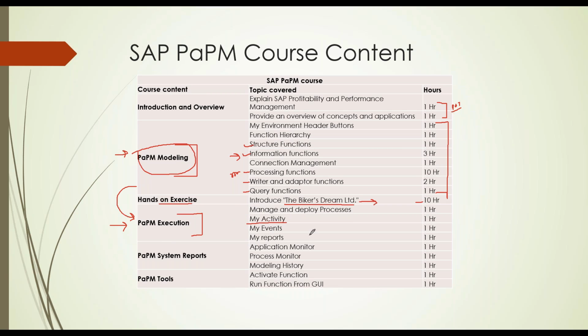After doing this, I will show you one end-to-end scenario where I will fetch live data from ACDOCA, and take a sample example of how to do allocation. I will allocate and post back again to ACDOCA using this adapter function. That will be covered as an end-to-end scenario from the end user perspective. First I will show the modeling, then connect that modeling to the end user, and then the end user will run all the allocations from My Activities.